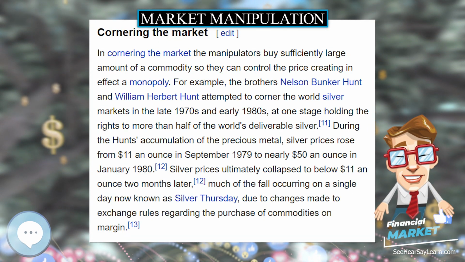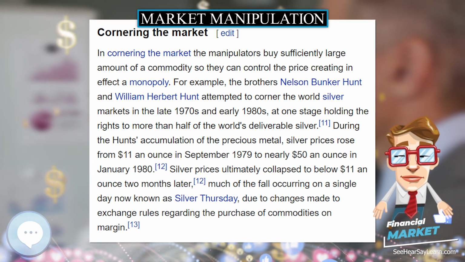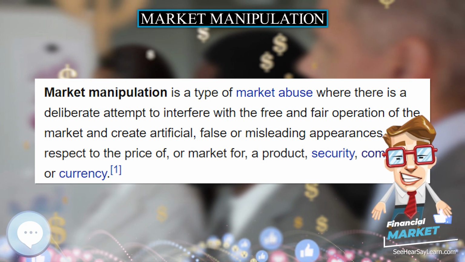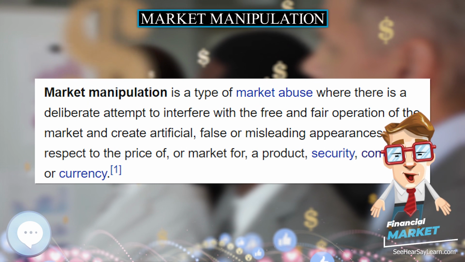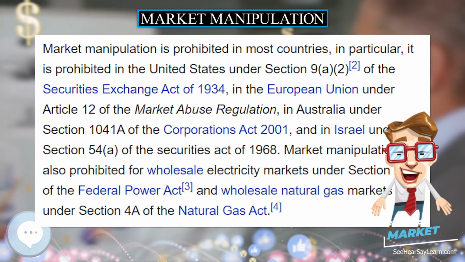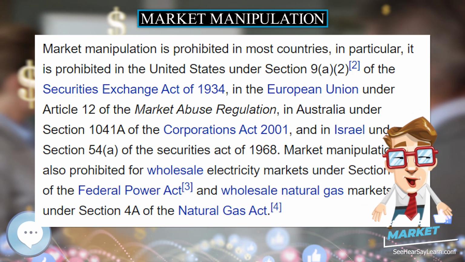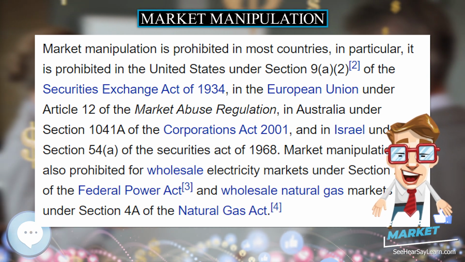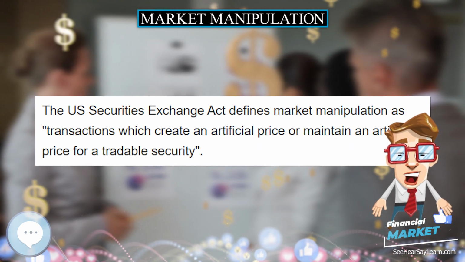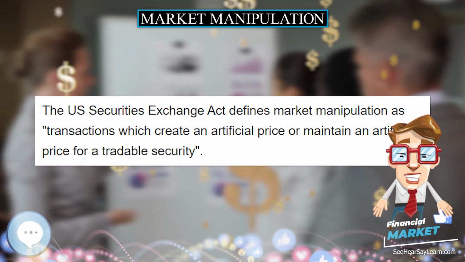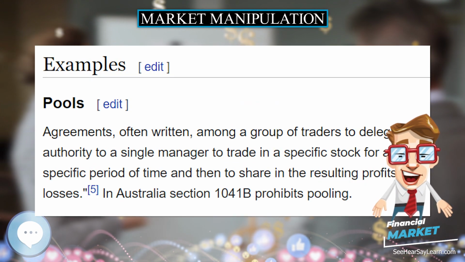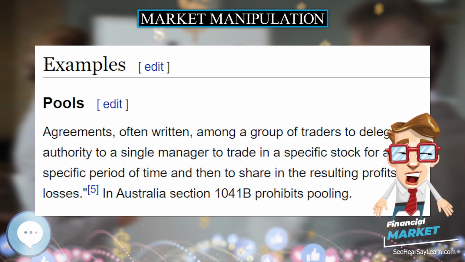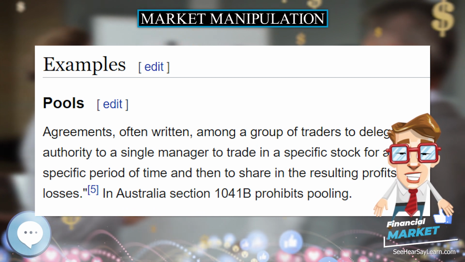Cornering the market. In cornering the market, the manipulators buy a sufficiently large amount of a commodity so they can control the price, creating in effect a monopoly. For example, the brothers Nelson Bunker Hunt and William Herbert Hunt attempted to corner the world's silver markets in the late 1970s and early 1980s, at one stage holding the rights to more than half of the world's deliverable silver.